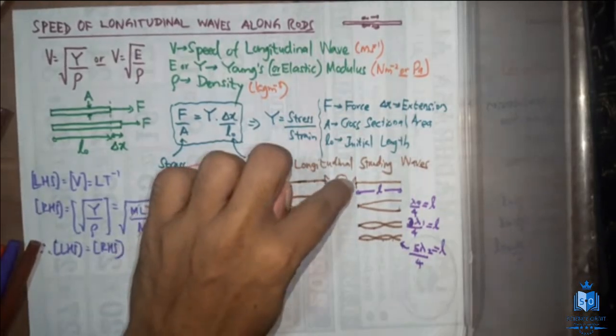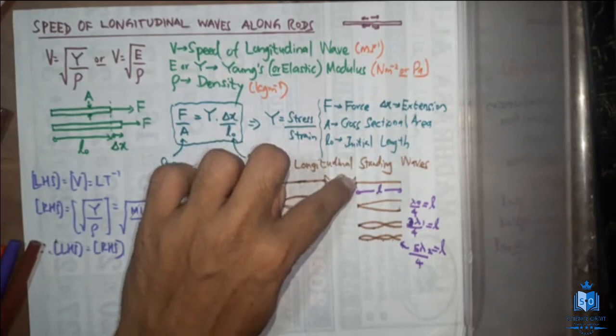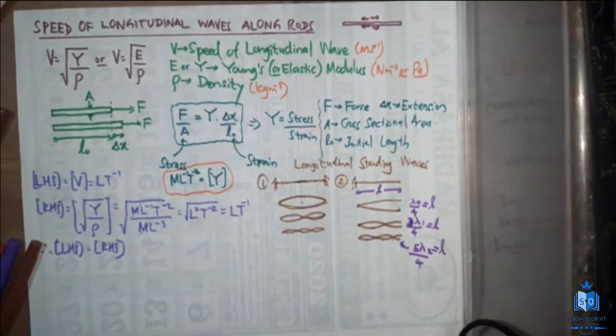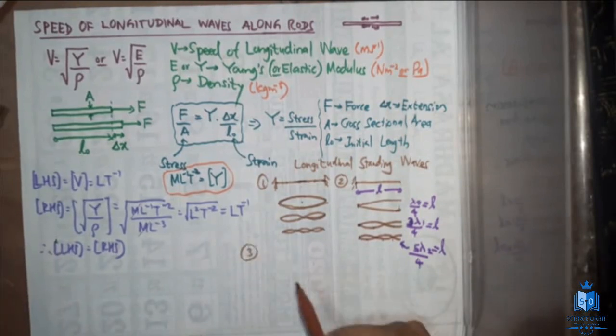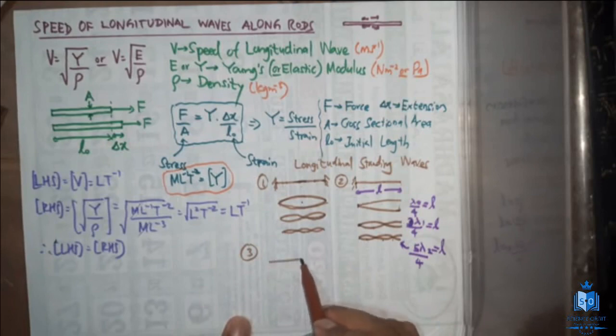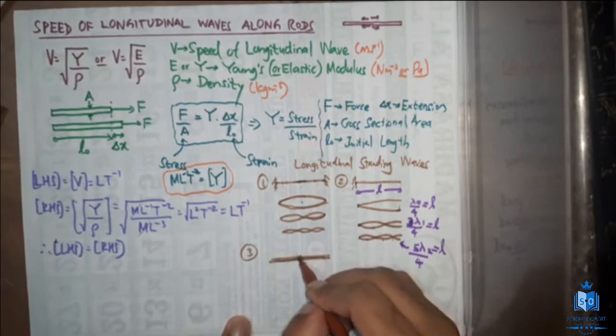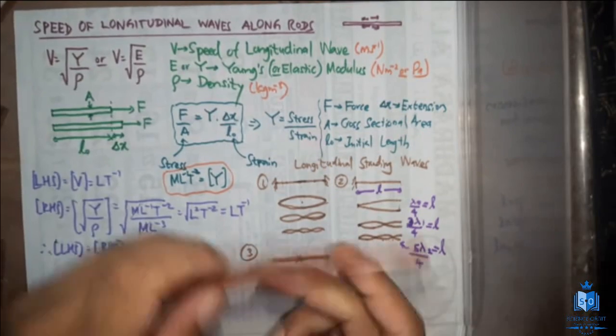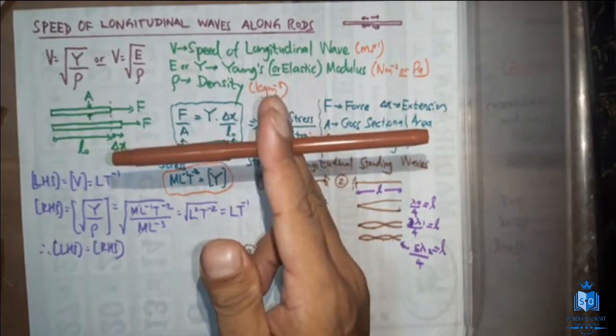If the rod is clamped at the corner, this is how standing waves are created in the rod. Okay, fine. And then the third way you can form waves on a rod is you can take a rod like this, and clamp it at the center, exactly at the center. See, it stays.